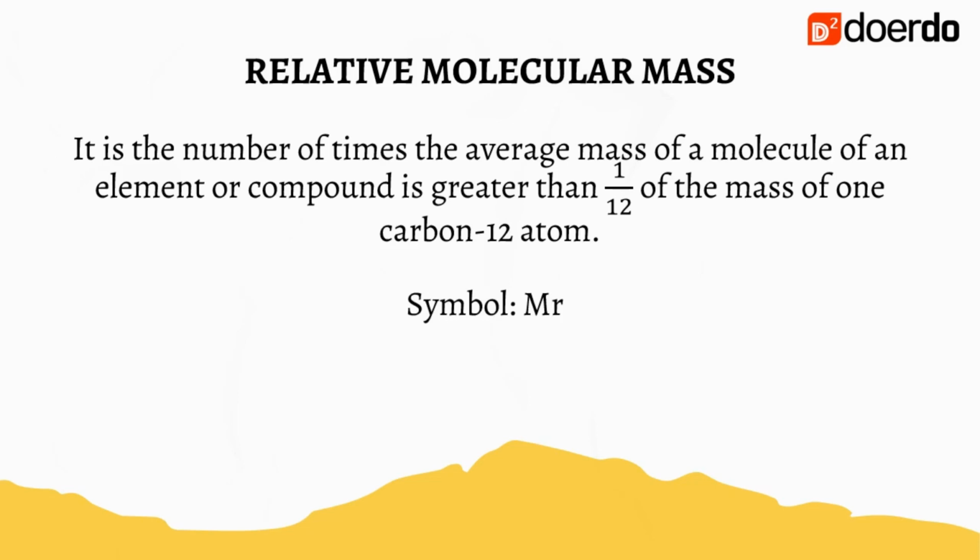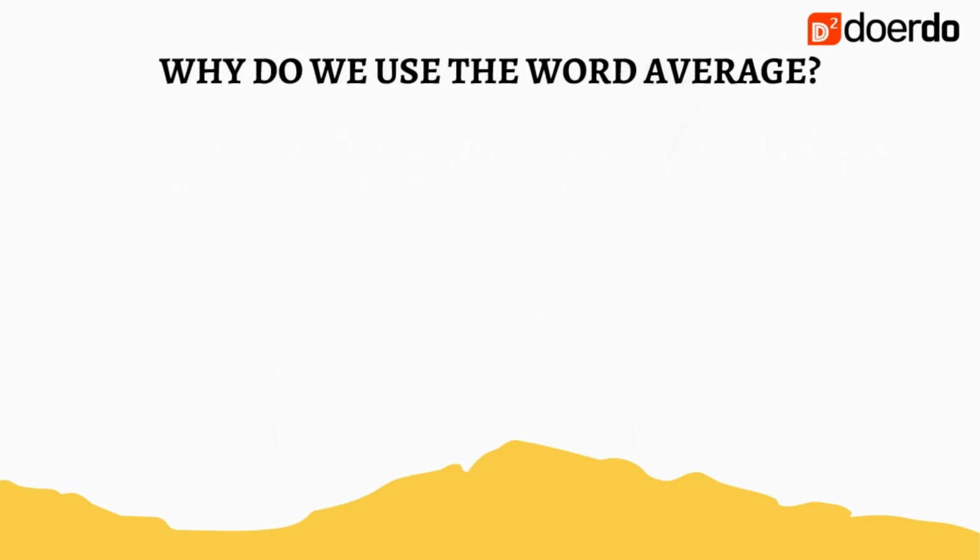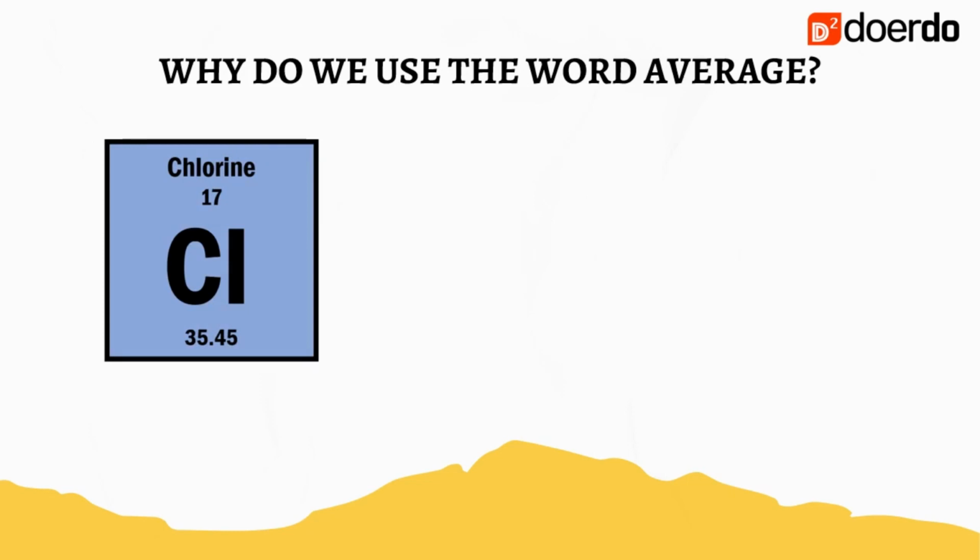Next, we shall discuss why we use the word average when it comes to talking about the mass. The reason we use the word average will be clearly stated in the section below. I shall use chlorine as an example. Here we have an icon of chlorine which you will typically find in the periodic table. It has the symbol of the element Cl, the name of the element itself, chlorine, the atomic number or proton number of 17, and the mass number of 35.45, which can be rounded up to 35.5 with 1 decimal place.